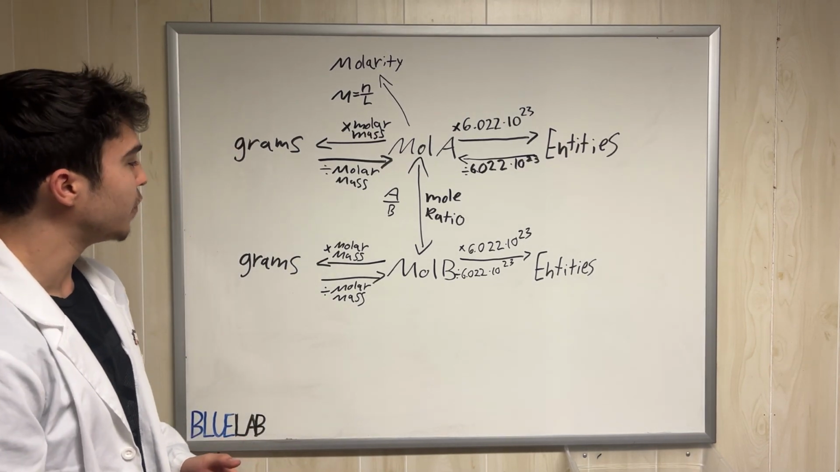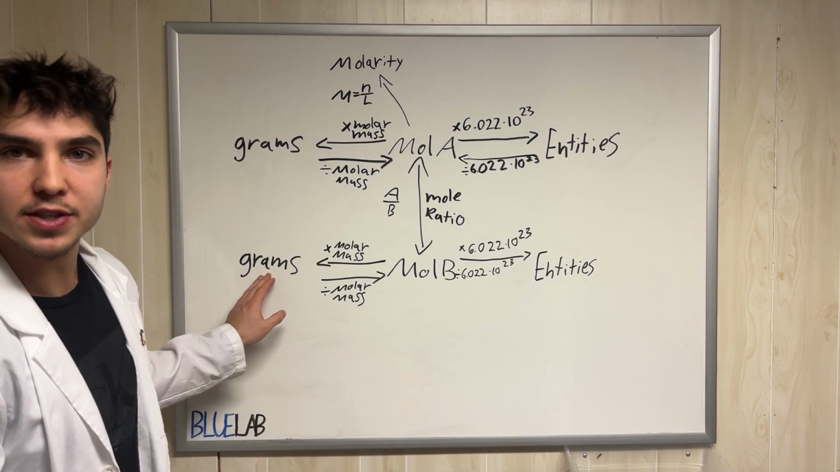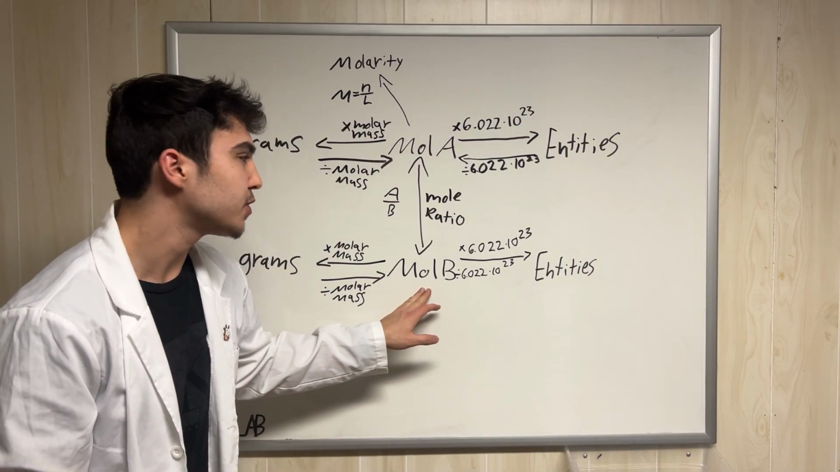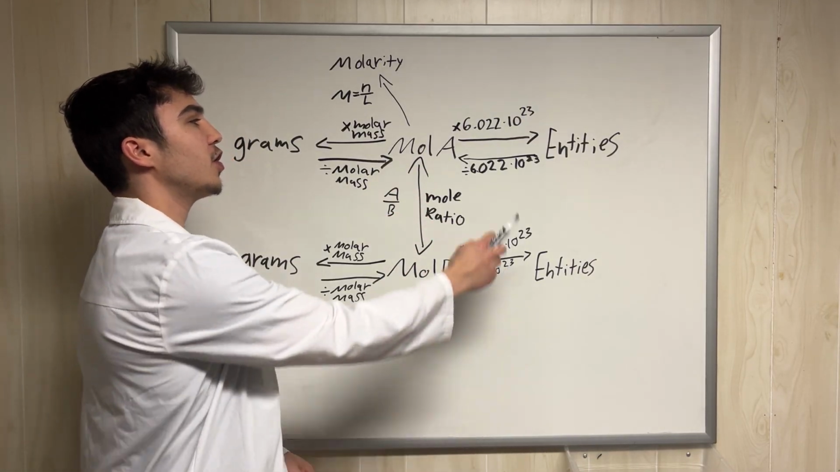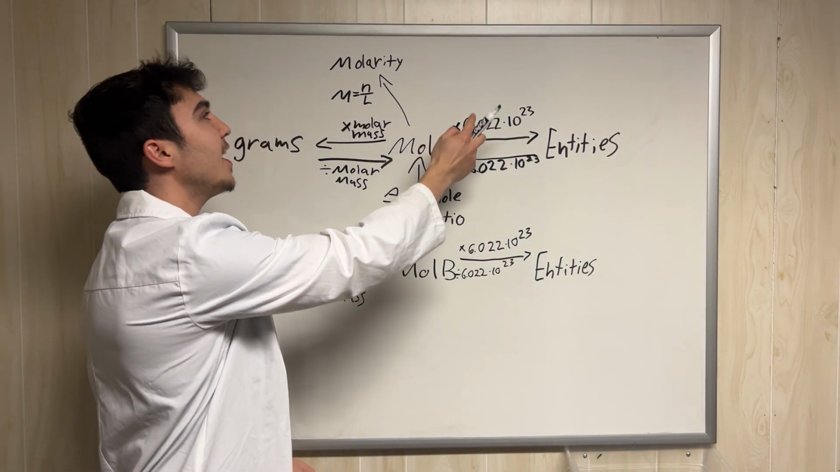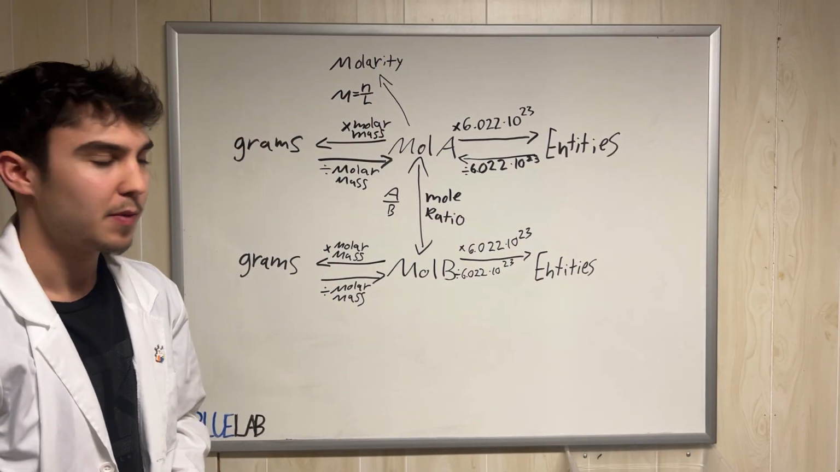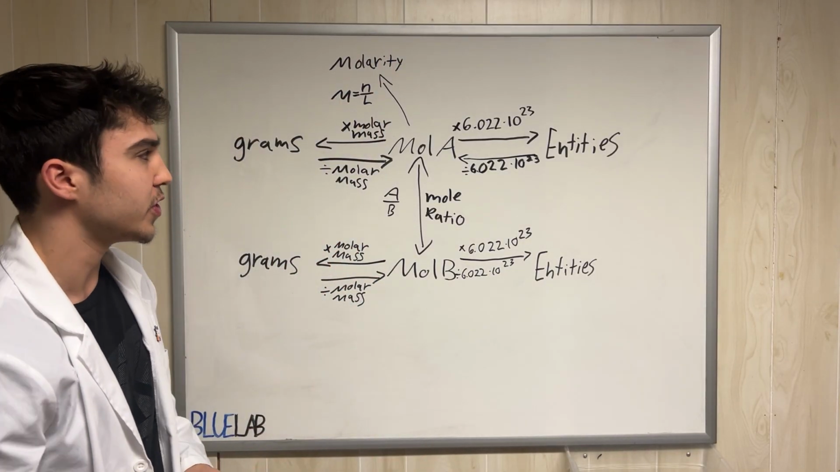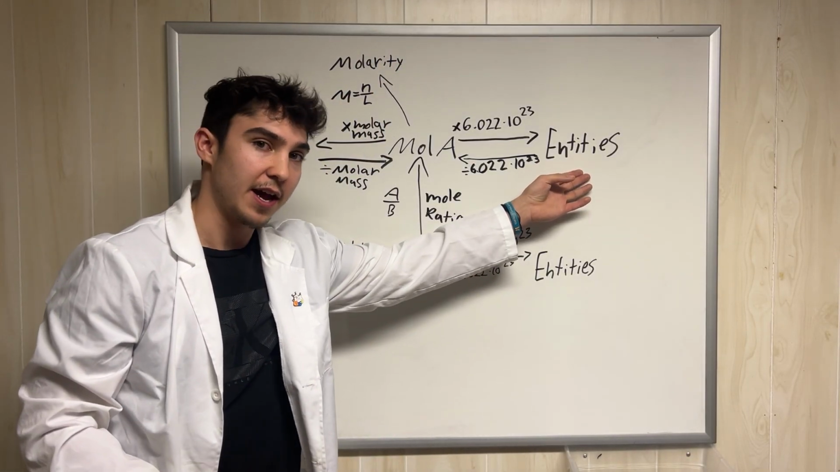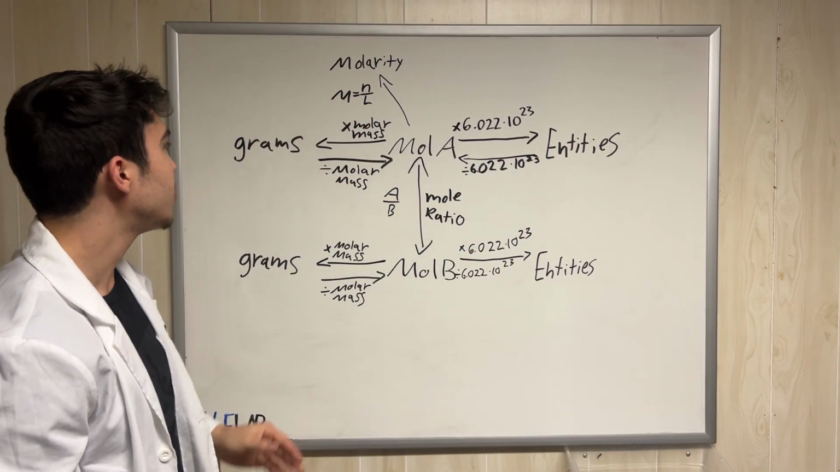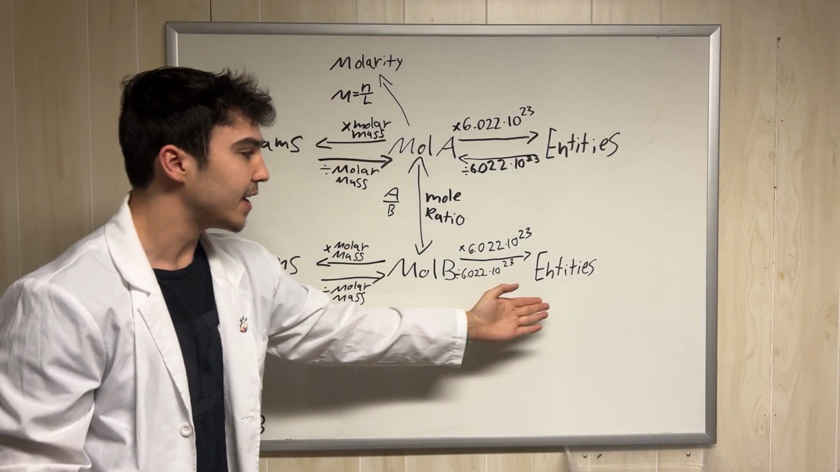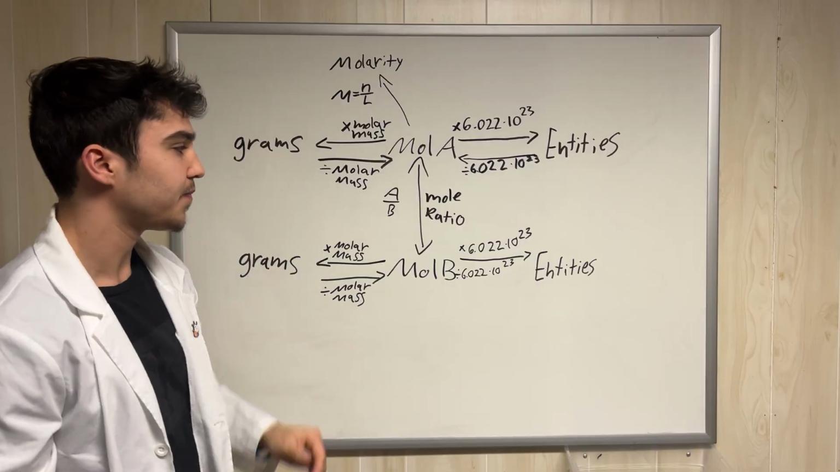But now this opens up a whole new world for us, where we're able to move from, let's say, grams of B to its moles, using the ratio to go to the moles of A, and then we can find the molarity of A. And there's a million other ways you could go through this. You could start with entities of A to molarity, grams of A to molarity, entities of B to molarity.